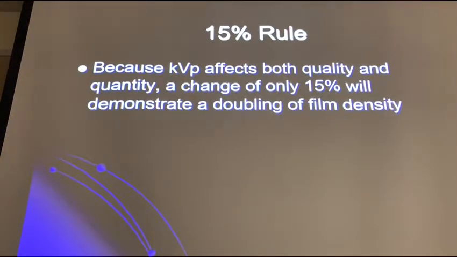What happens if you are below 60 or below 70? Say you are at 60 kVp, or let's say if you are at 100 kVp. The 15% rule doesn't work. Okay, doesn't work at all. If you are at around 50, 60, then your 15% rule changes to the 7% rule.